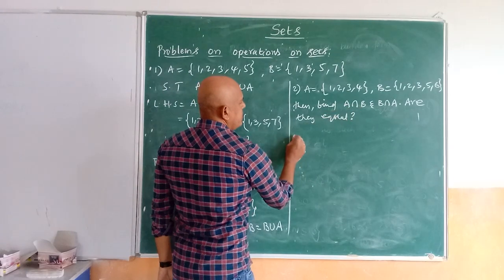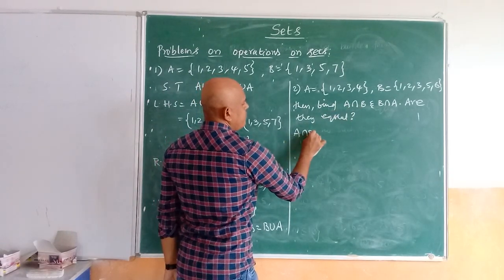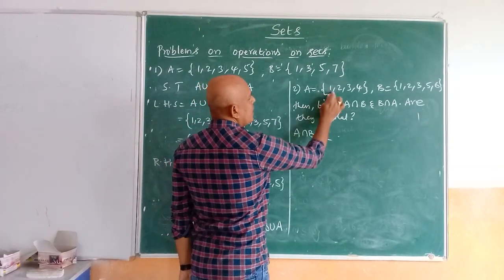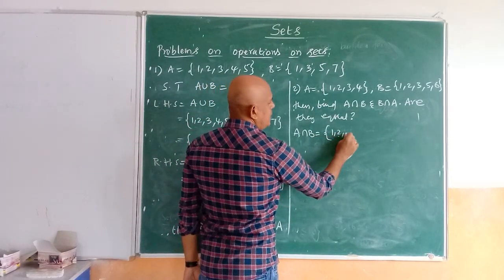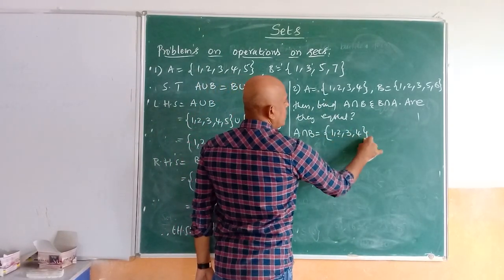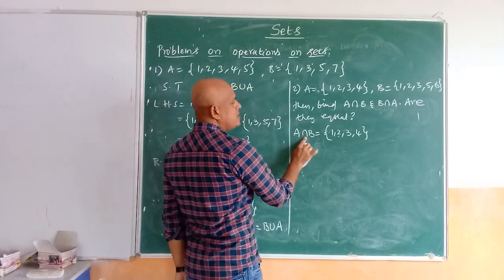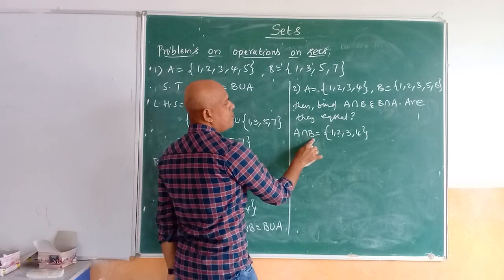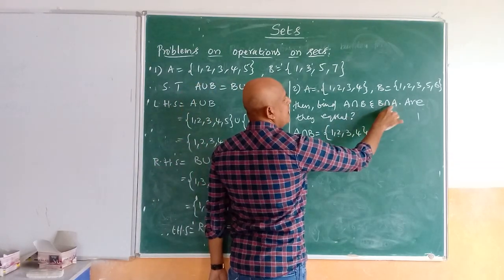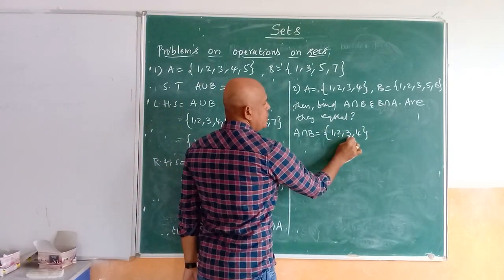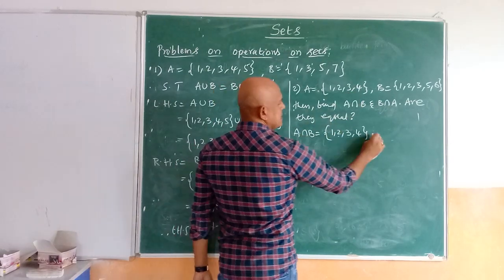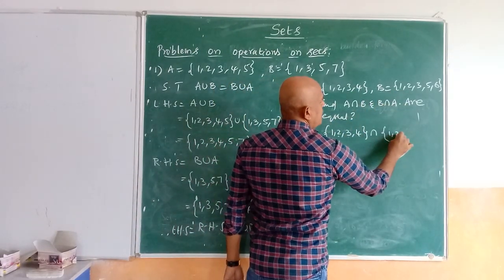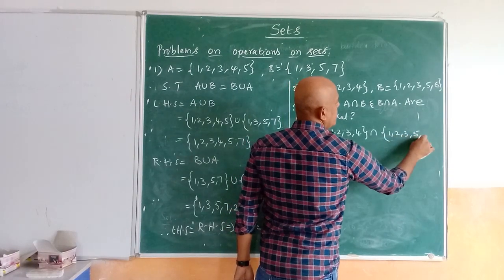So first, A intersection B. Here the elements of A are 1, 2, 3, 4. The symbol is intersection, and it is read as A cap B. A intersection B is A cap B, and B intersection A is B cap A. So A elements are 1, 2, 3, 4, intersection B elements. B elements are 1, 2, 3, 5, 6.